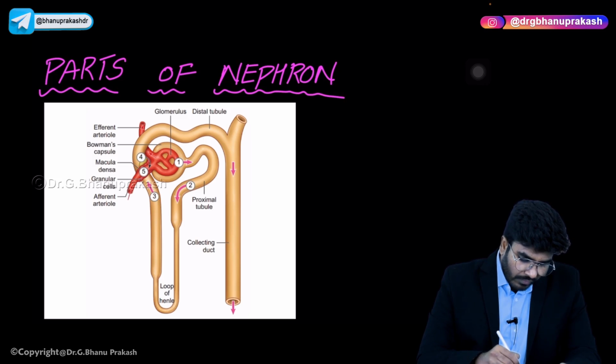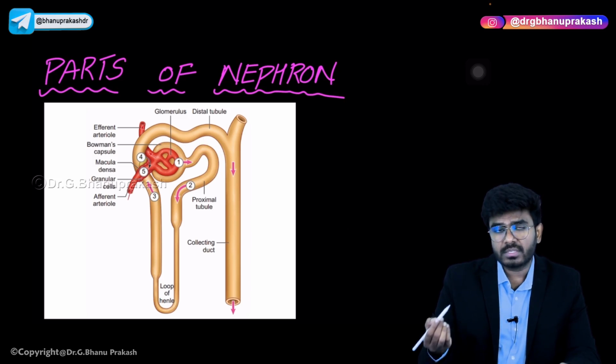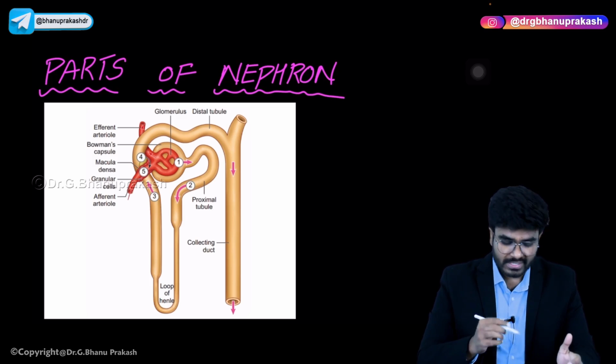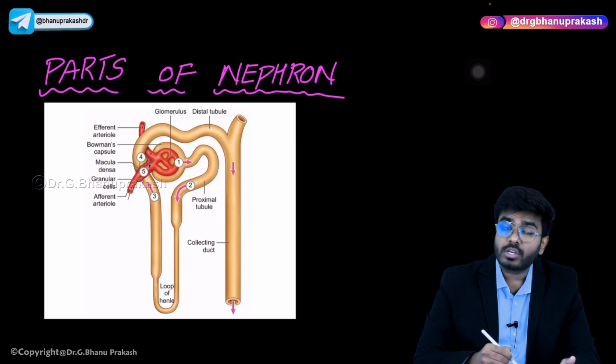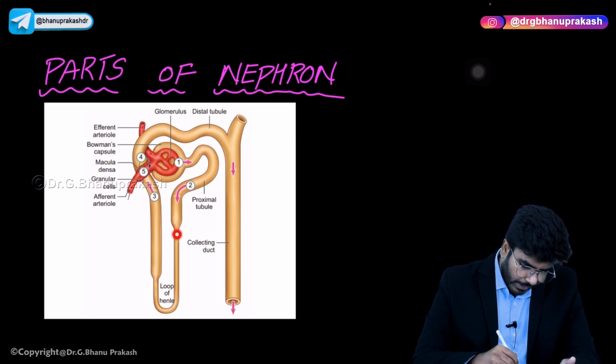Now, after this Bowman's capsule, this first area of the nephron is known as the proximal convoluted tubule. It is proximal in nature. It's the first part, right? So this is all proximal convoluted tubule. Following the proximal convoluted tubule, you are going to have this structure which is known as the loop of Henle. So whatever I am highlighting here is the loop of Henle.